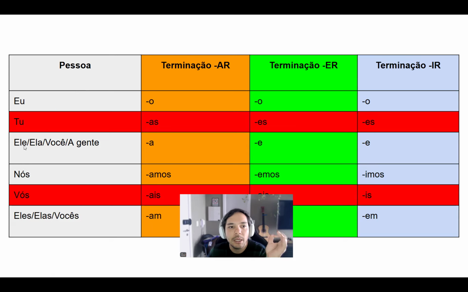Então, eu, ele, ela, você, a gente, you're gonna conjugate in the same way, tá? Nós, in one way, eles, elas, vocês, conjugate in the same way. Okay?